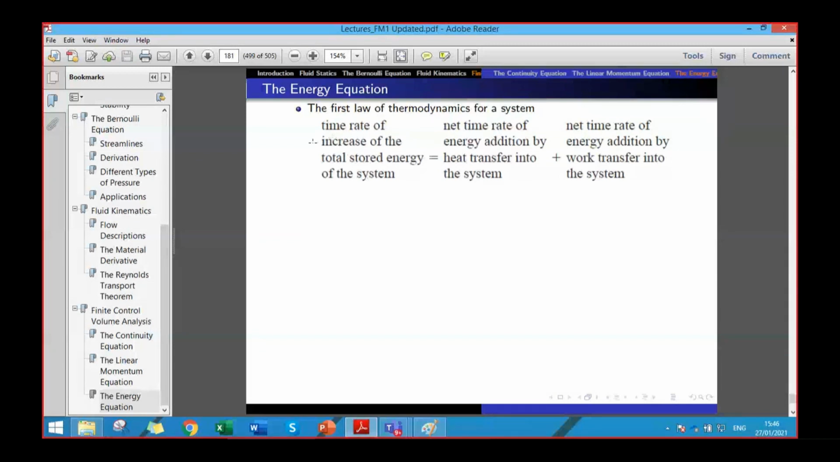Time rate of increase of the total stored energy of the system. If the energy of the system is increasing with time, then on the left side, the time rate of increase of the total energy of the system. And the energy of the system can be increased by two methods. What are those two methods? Change of heat and work done. Yes, by heat transfer and by work. So it should be equal to the net time rate of energy addition by heat transfer into the system plus the net time rate of energy addition by work transfer into the system.